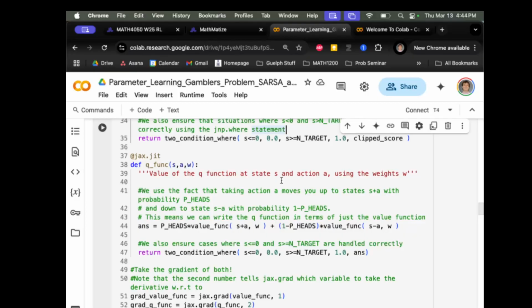Here I have baked in the rule that if you know the value function, the Q functions are derived from the value functions plus my knowledge of the rules. Right? So I know what happens when we bet a. I know that we're going to flip a coin with probability P heads to win and 1 minus P heads to lose. And so I can bake in the Q this way.